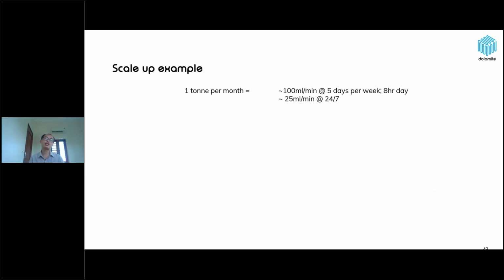So let's say if we need to do a production rate of 1 ton per month, it means we have to make a 100 mL per minute production rate on working days, like 5 days per week and 8 hours per day. Or we can make it with 25 mL per minute if we run the system all the time.